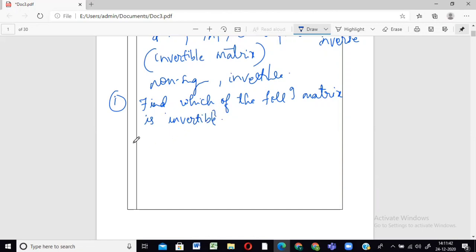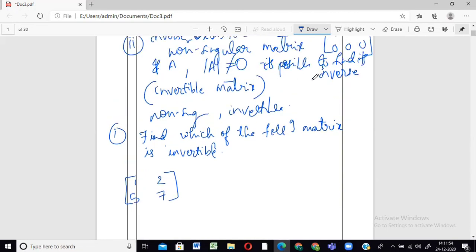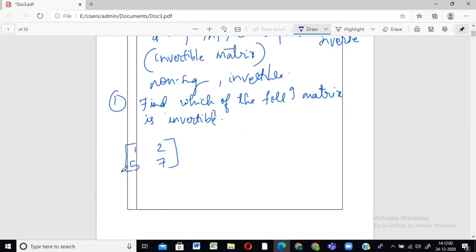Invertible. All right. Suppose we have something like this: 1, 2, 5, and 7. You have to find out whether it is invertible. What do you mean by invertible? Invertible means that its inverse exists or not. That is something you have to check, right? You have to check whether the determinant is non-singular or not. So let's check for that.